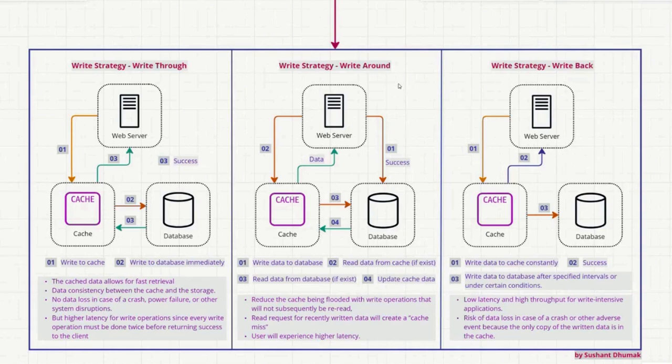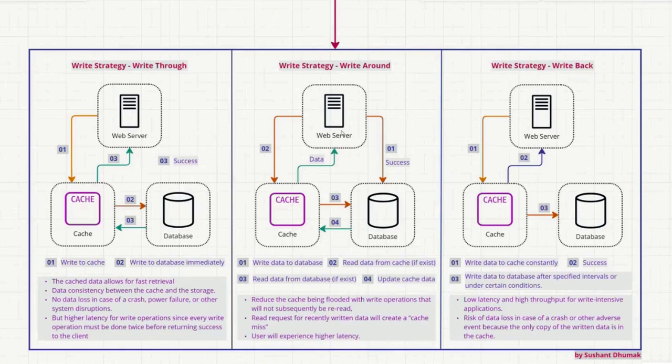Moving on to the next strategy, which is write around cache. What does it mean? Let's look at it. What the web server will do first is, instead of writing the information to the cache, it will first write the information to the database. So this web server is writing information to the database, and the database has the latest information.